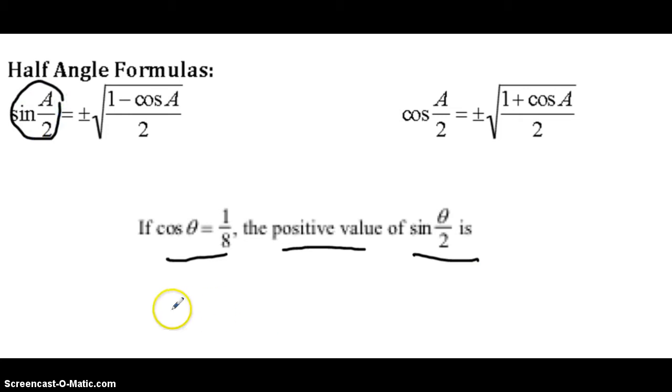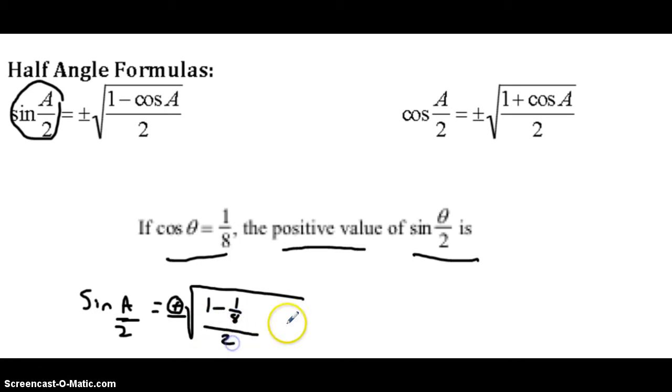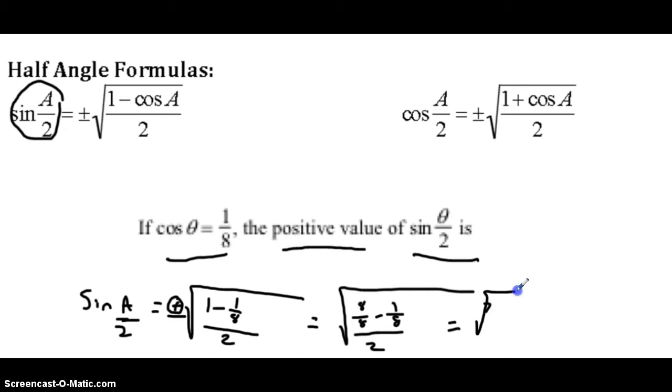And it's just a matter of plugging in. So I know the formula is the sine of A over 2, or half of the angle, is equal to the positive or negative, but I'm just looking for the positive, square root of 1 minus the cosine of that angle, so it's 1 minus 1/8, over 2. Well, from here we would just rewrite this. 1 minus 1/8, I'm going to turn that into 8 over 8 minus 1 over 8, over 2, and that's going to give me the square root of 7 over 8 over 2.